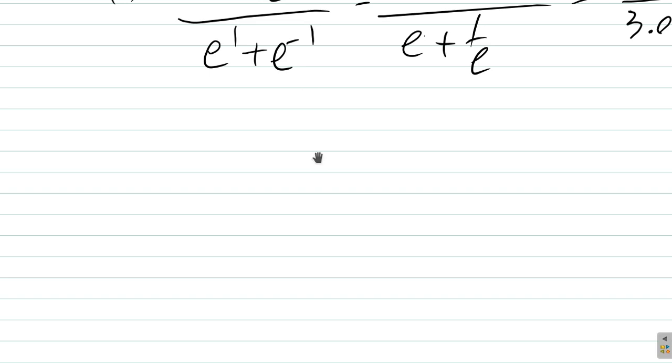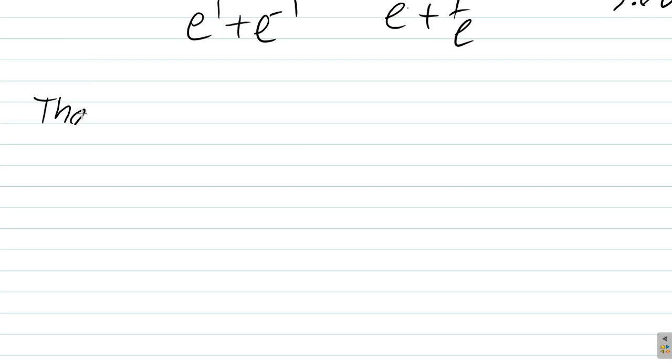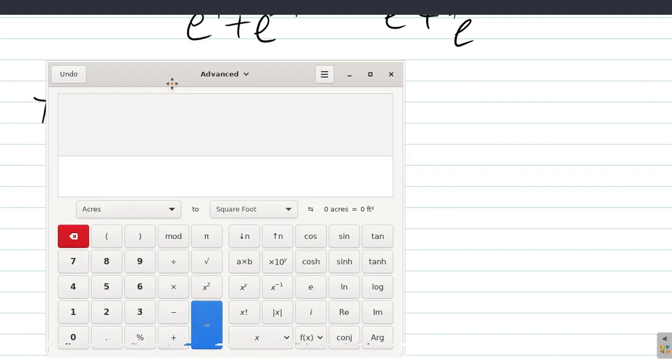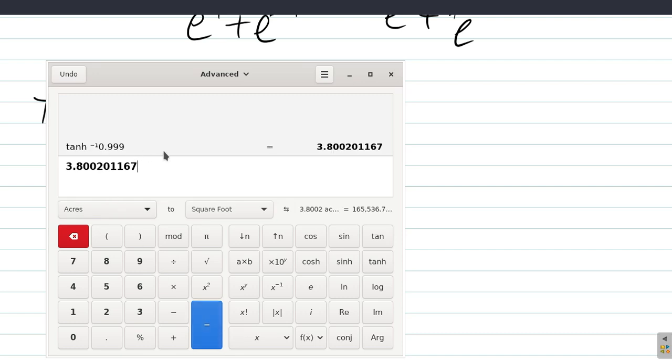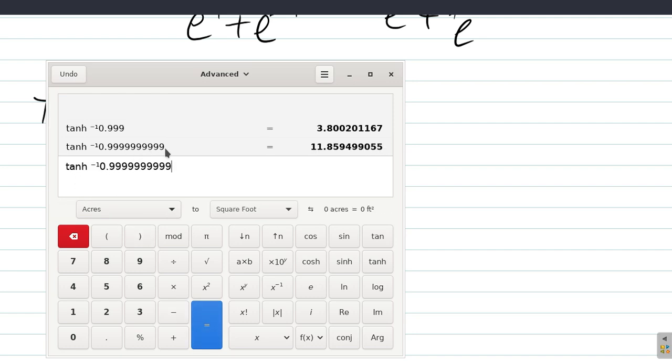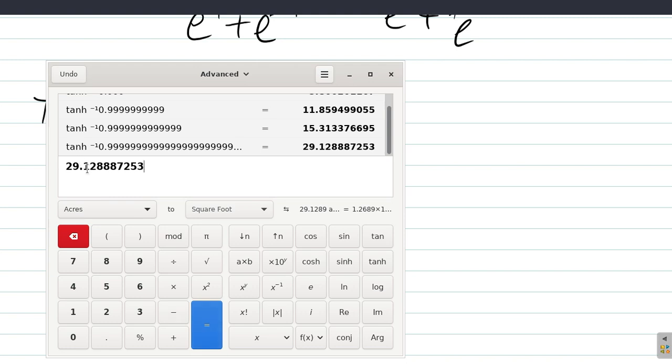Now, let us look at some inverse tan. Tan inverse of 0.999. Let's just use a calculator and see what is going to happen here. What about the tan inverse of 0.999999? Equals 11.8. Let's add a few more 9s to it. Equals 15 point something. Let's put some more 9s to it. Equals 29. So it's rising but slowly.